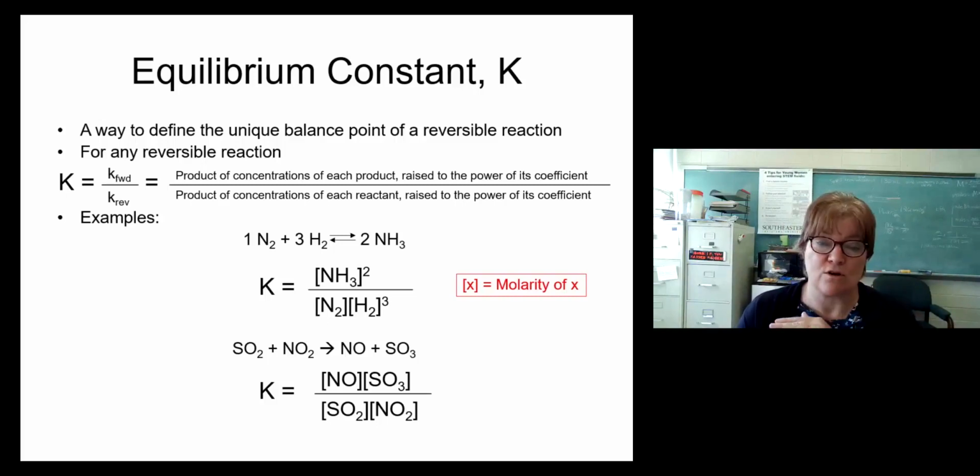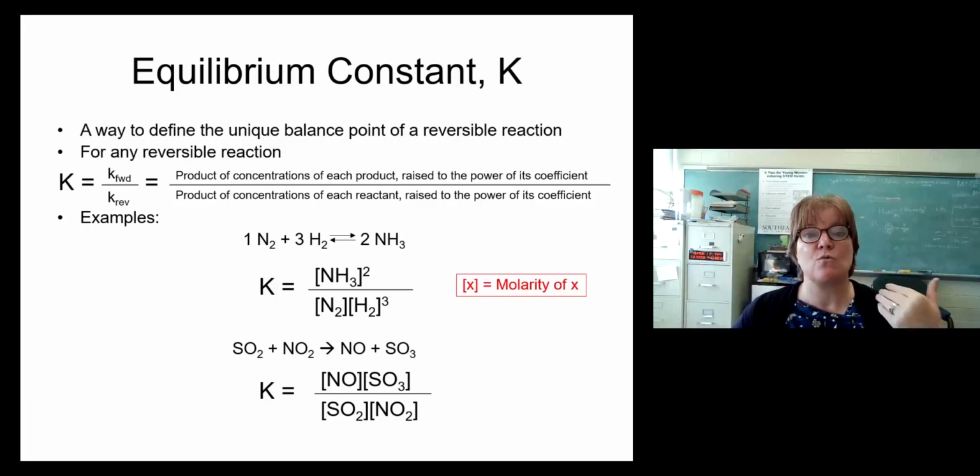These are not what we start off with. This is once it's hit that part where the concentration isn't changing. So the equilibrium concentration of each product raised to the power of its coefficient. And then on the denominator, it's the same thing, but for the reactants. It's the product of the concentration of each reactant raised to their coefficient powers.